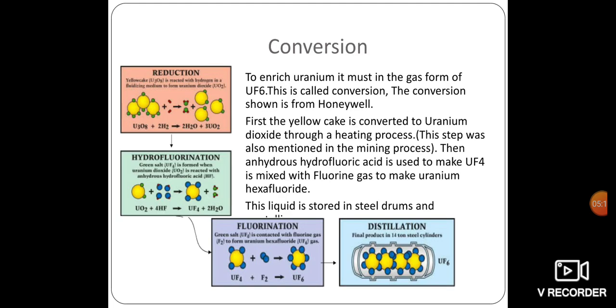Conversion. To enrich uranium, it must be in the gas form UF6, that is, uranium hexafluoride. This is called conversion. The conversion is done by Honeywell. First, the yellow cake is converted to uranium dioxide through a heating process. This step was also mentioned in the mining process. Then anhydrous hydrofluoric acid is used to make UF4, which is mixed with fluorine gas to make uranium hexafluoride. This liquid is stored in steel drums.